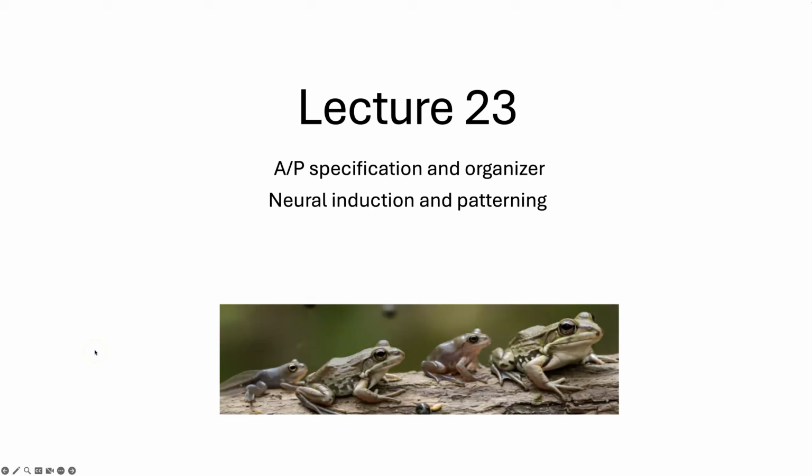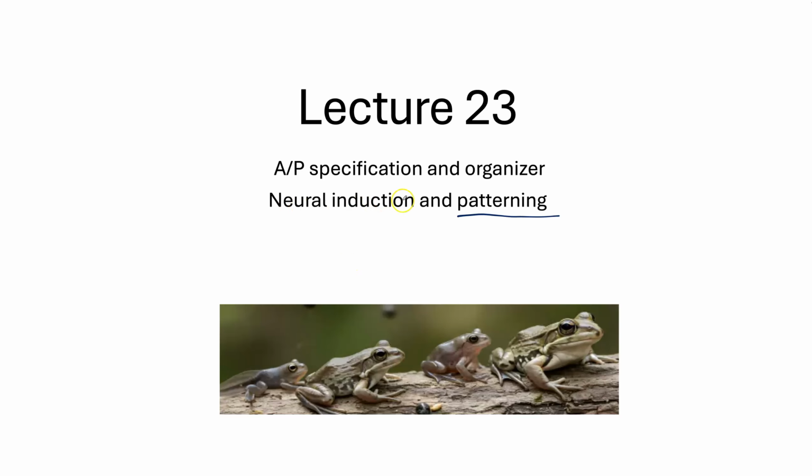And we're going to talk a little bit more about the organizer and specification, especially anterior versus posterior. We'd spent a lot of time on dorsal versus ventral, and we haven't stopped talking about that quite, but we're going to look at AP as well. And then a little bit about neural induction, and not so much really, maybe I'll just put a little X through this. The patterning is very minor. We will spend a lot more time on neural tube patterning when we talk about the chick embryo.